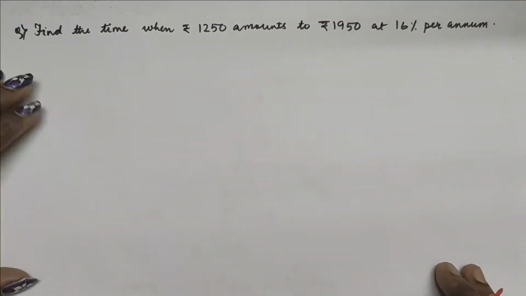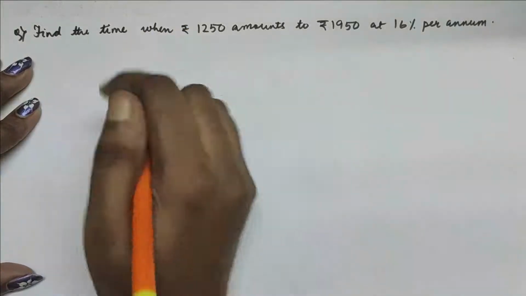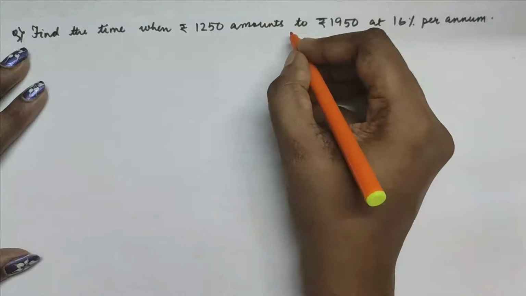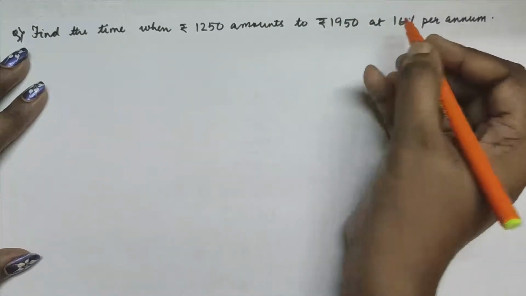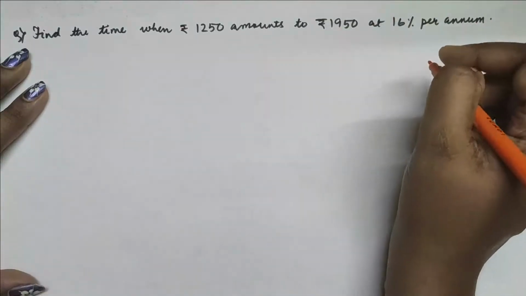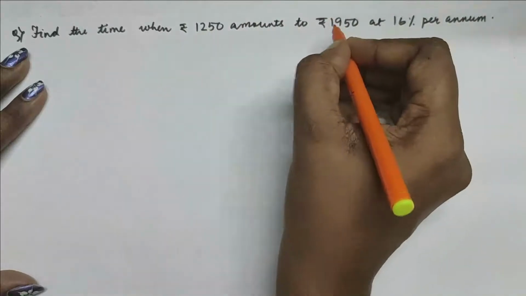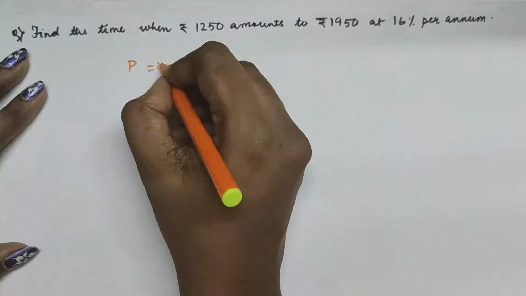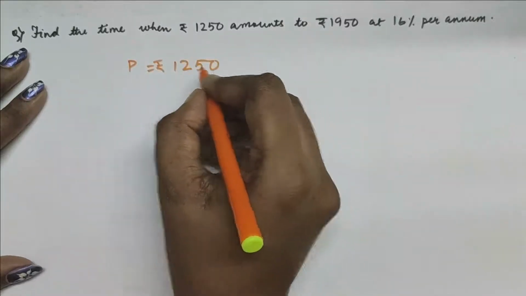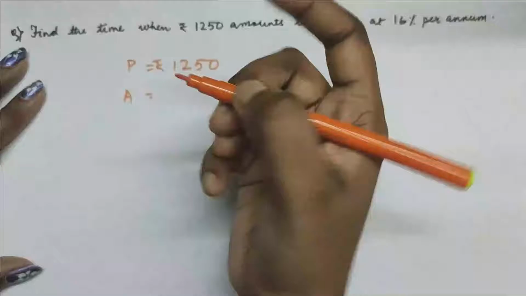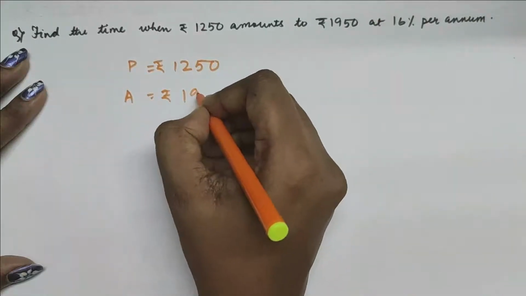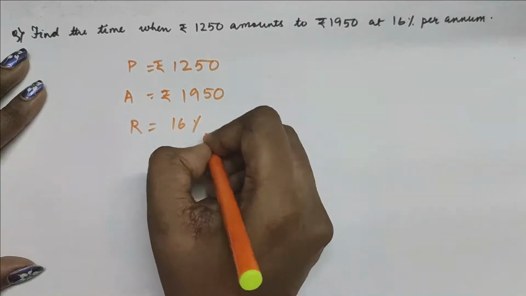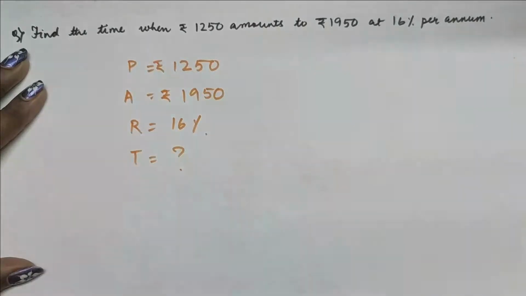Now the next question states: find the time when rupees 1250 amounts to rupees 1950 at 16% per annum. So here the principal is given rupees 1250 and it amounts to, that is the amount is given as 1950, and the rate is given 16%, asking us to calculate the time.